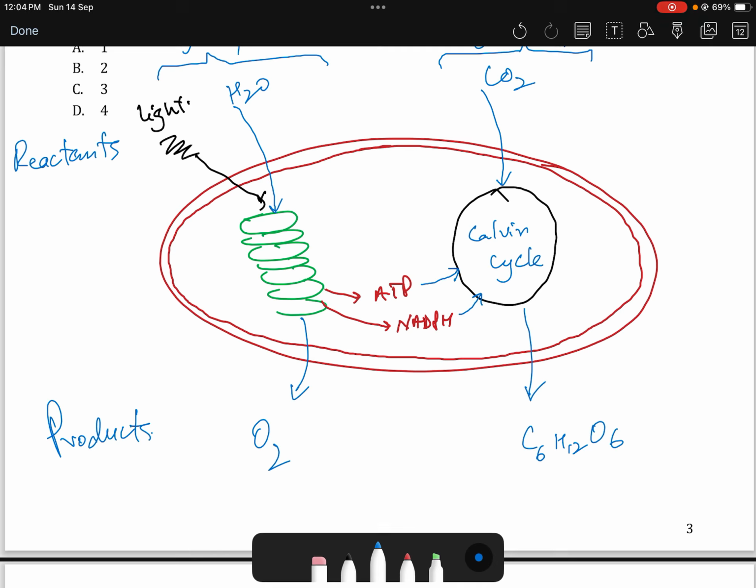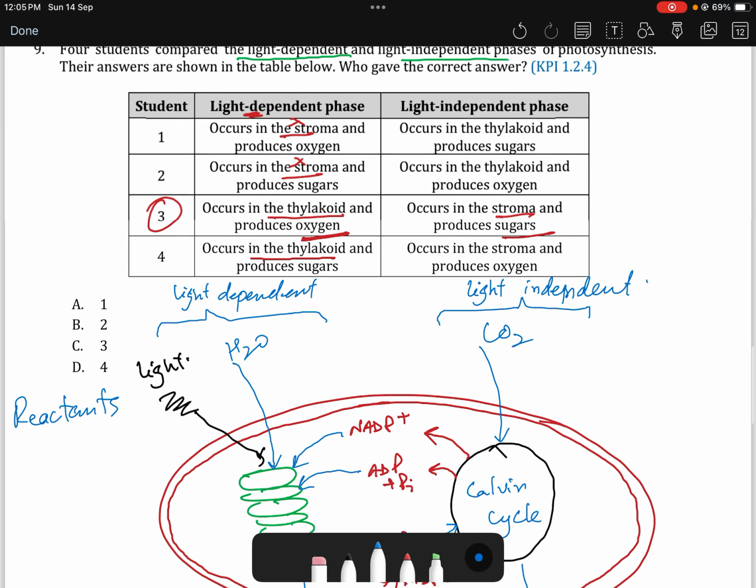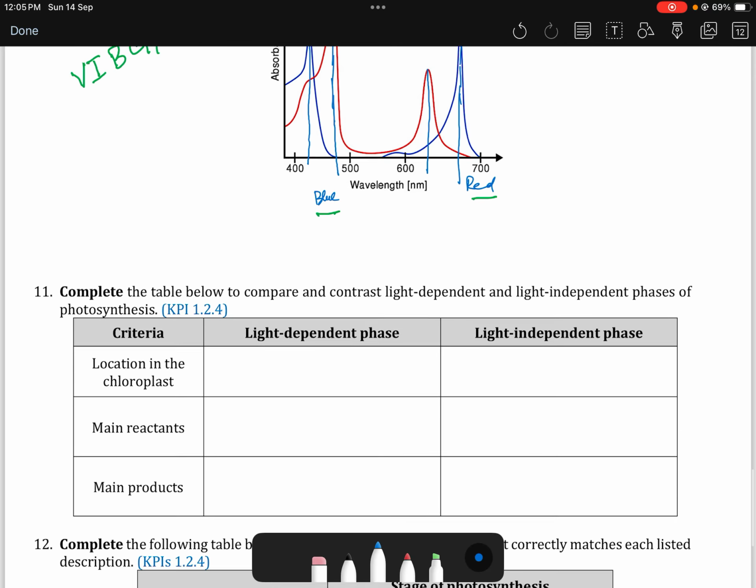As a result, the Calvin cycle uses ATP and produces ADP plus Pi, which becomes a reactant for the light reaction. In the same way, the Calvin cycle uses NADPH and releases NADP plus, which becomes the reactant of the light reaction. So this is how you follow the arrows to say what is happening and what the reactants and products are.